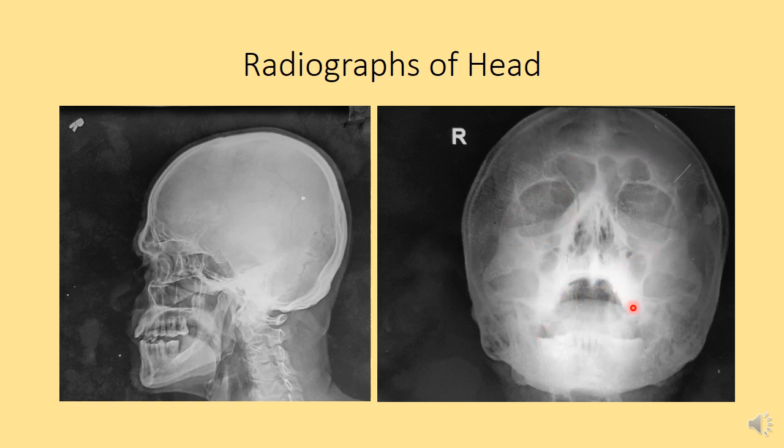This is the shadow for the tongue, and this is the maxilla, and this is the lower jaw with the teeth, and these are the maxillary air sinuses. You can beautifully appreciate inner and outer table and diploe continuation without any break. This is about radiographs of the head.